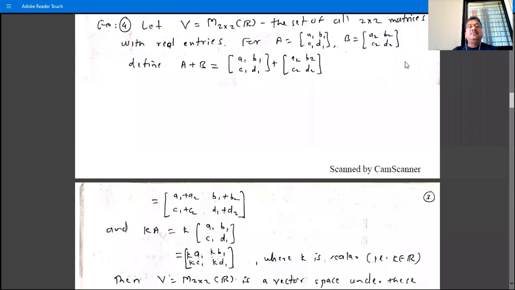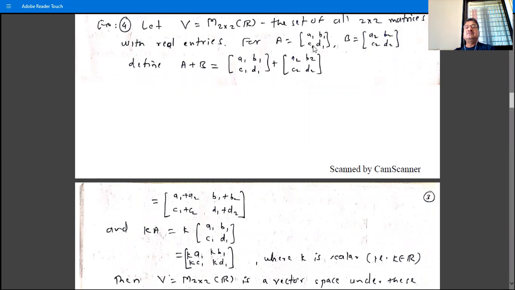Next example of vector space. Let V equal M2 by 2 R. This is the notation for the set of all 2 by 2 matrices with real entries. So the order of the matrix is 2 by 2, and the entries, that is the elements of that matrix, are real numbers. So this is the set of all 2 by 2 matrices with real entries.